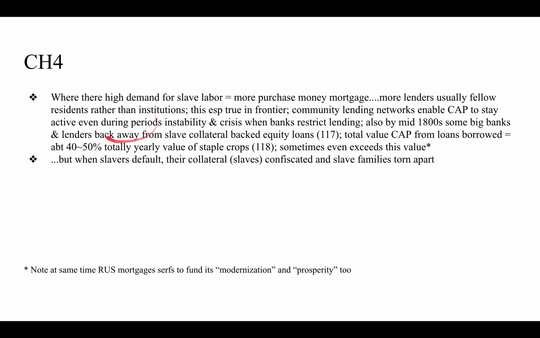Yeah, and then I'll just skip to the end here. So she notes that this was very disruptive for slaves' lives, obviously, when they're used as collateral in taking out loans for slave owners, because when slave owners defaulted on their collateral, the slaves themselves would be confiscated and slave families would be torn apart.